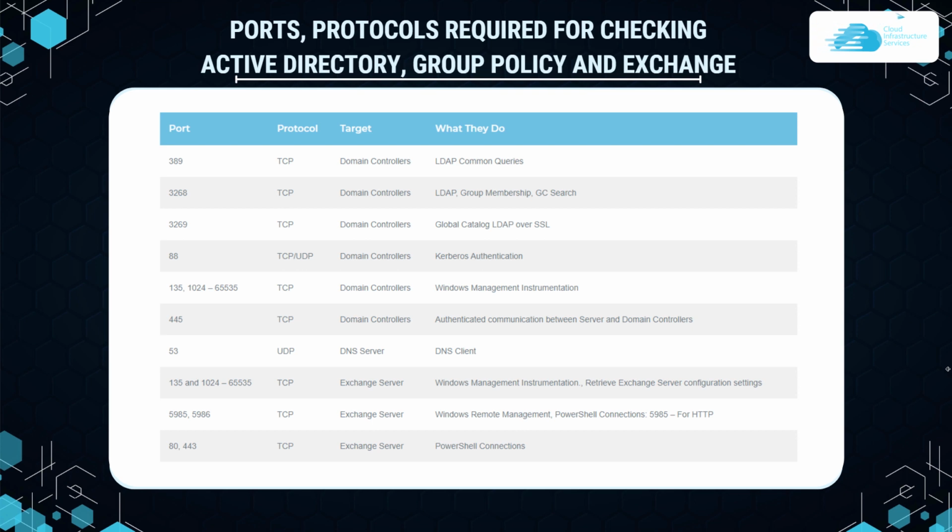number 53. Now again, if we talk about the Windows management instrumentation, for retrieving Exchange server configuration settings, with the target being the Exchange server and the protocol being TCP, we have the port numbers 135, then the range starting from 1024 going up to 65,535. Then we have the port numbers 5985 and 5986 for Windows remote management or PowerShell connections. And if you're using HTTP, then the port is specific to 5985. And for PowerShell connections, we have the port number 80 and the port number 443.